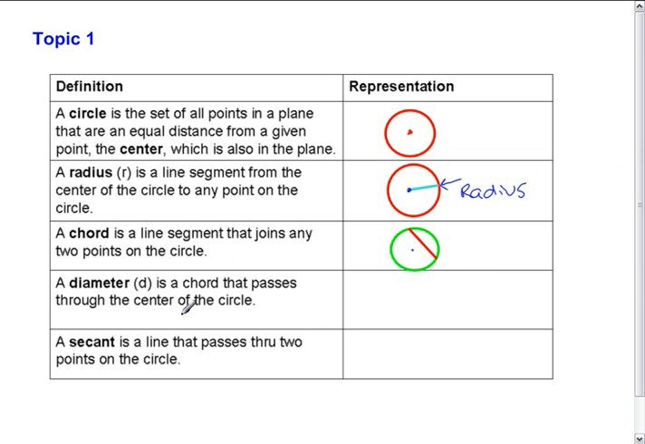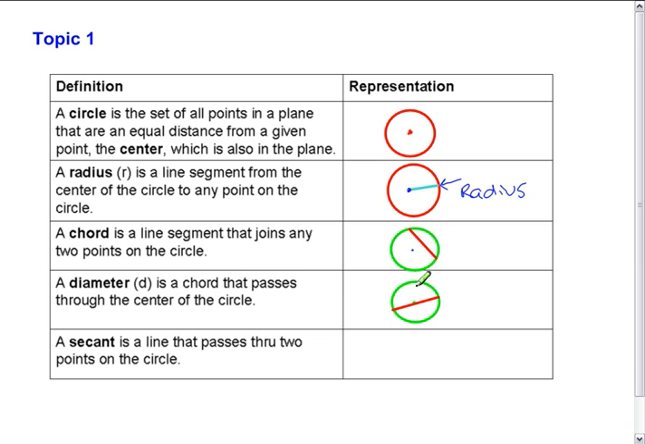A diameter is a chord that passes through the center. So if we start off with our circle, we identify the center of the circle. A diameter goes directly through the center. In any circle, there are numerous diameters that you could draw. If you just kind of watch, we could go from this point through the center there. You could go from this point through the center there. So there's not only one diameter that can be drawn, but just make sure that it goes through the center.